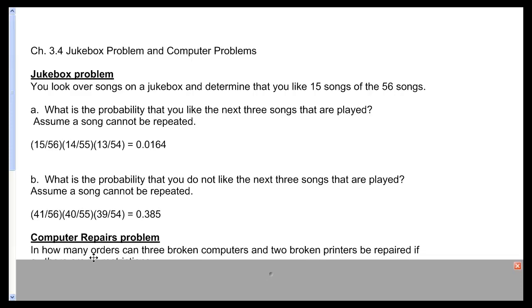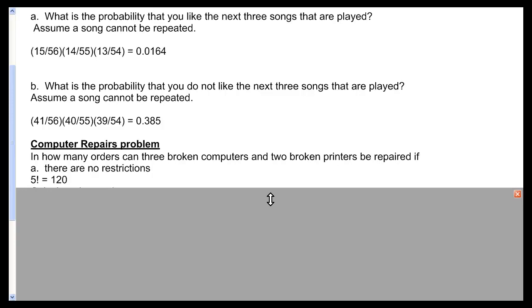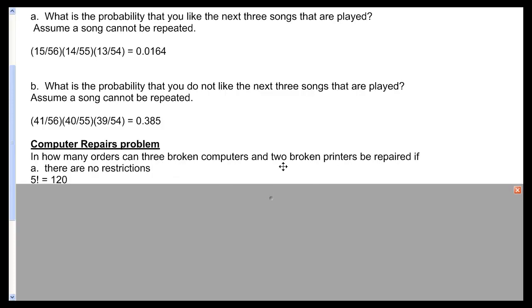Now the next question is about computer repairs. What happens is you have 3 broken computers and 2 broken printers, and the question says, in how many orders can 3 broken computers and 2 broken printers be repaired if first of all there are no restrictions? Well, that's going to be 5 factorial because you have 5 items that you're repairing. You don't care which one is done first, and so that's 5 factorial, which really means 5 times 4 times 3 times 2 times 1, which is 120.